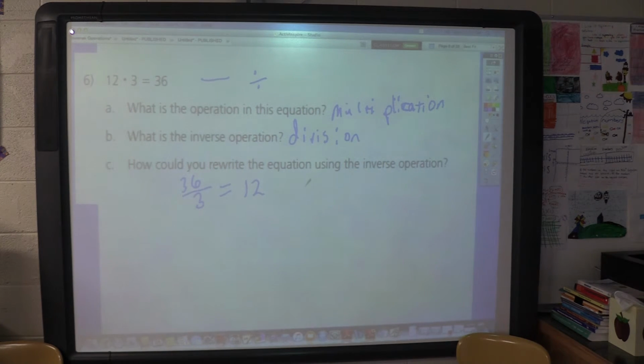I could have also written this as 36 over 12 equals 3. And just to show off a little bit more, I'm going to go ahead and use this symbol here. 36 divided by 3 equals 12, and 36 divided by 12 equals 3. And the math practice I used on this one, as I worked it out, was number 7, focusing on the structure of the problem to try to figure out how I could rewrite that with an inverse operation.